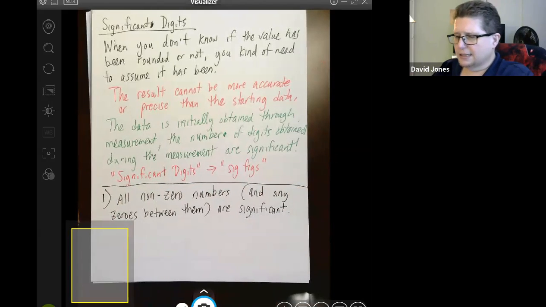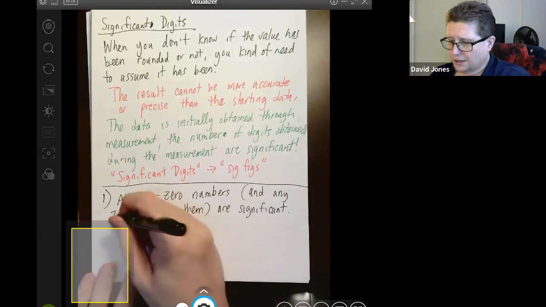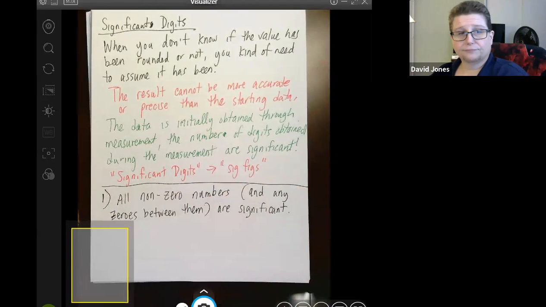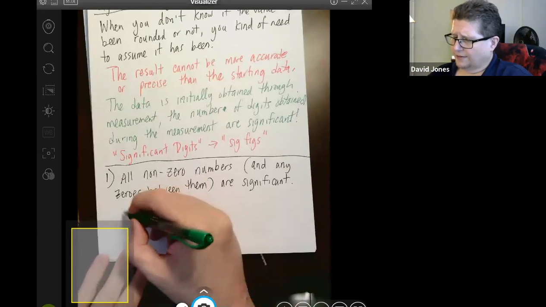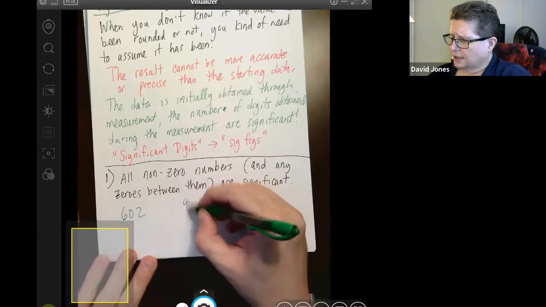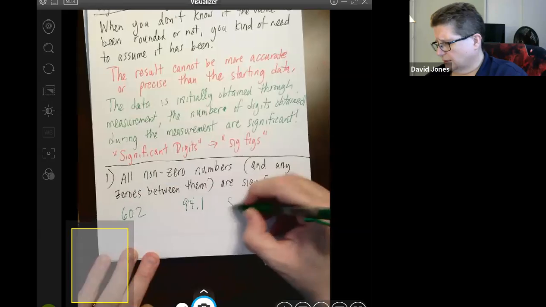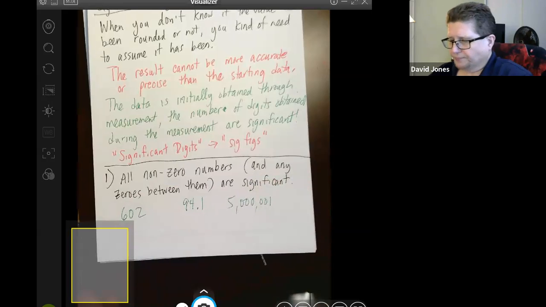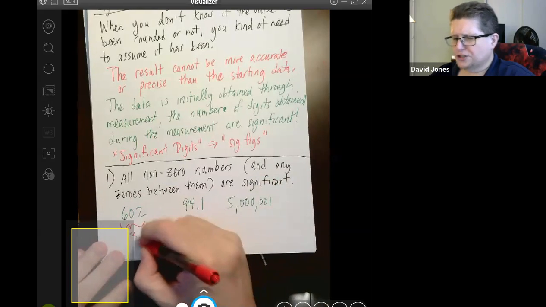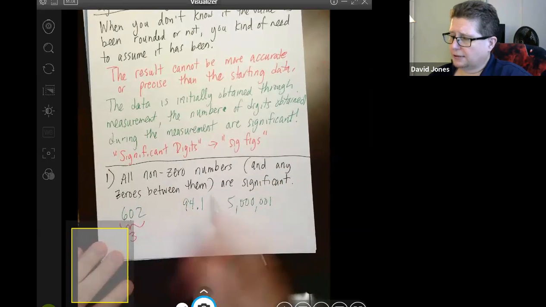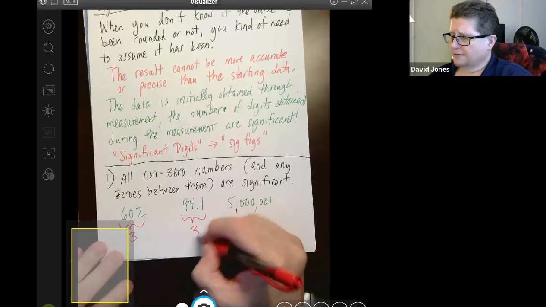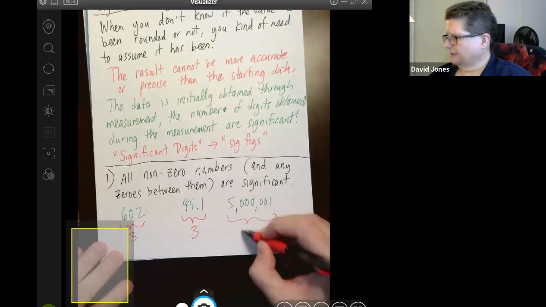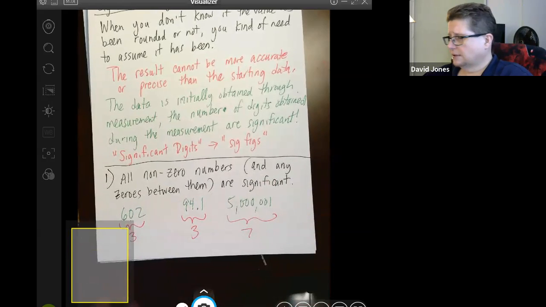You'll notice my Z's, I always put this little crossbar in them. If I don't, they look like 2s. So that's a Z. So some examples. We've got like 602, 94.1, 5,000,001. There are 3 digits here. We count the 0 because it's between it. 3 here, 7 here. Okay.